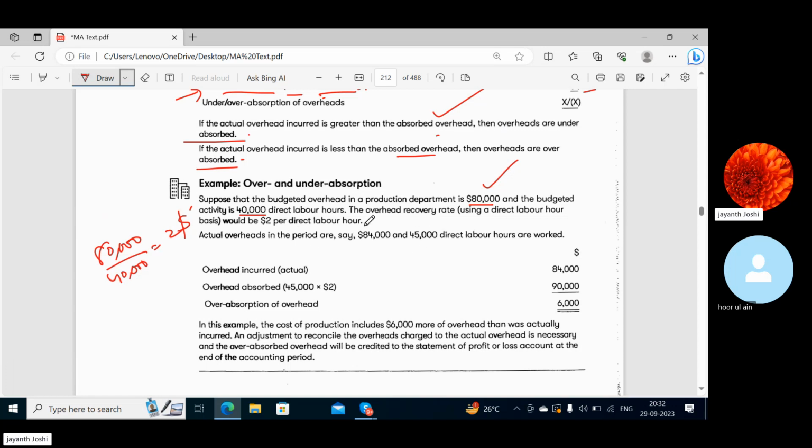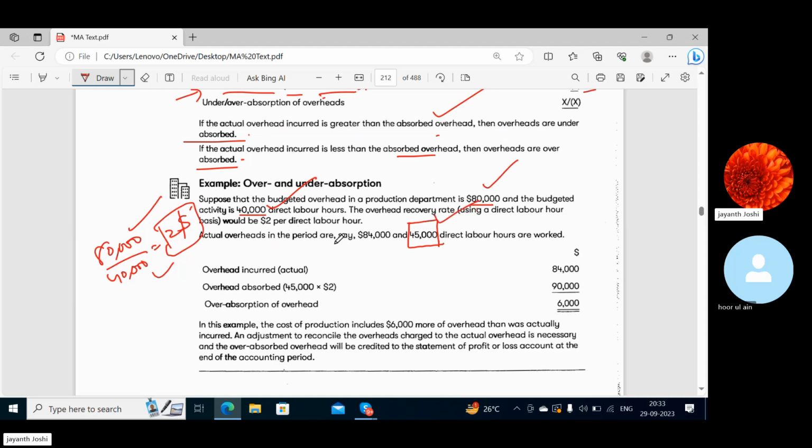But here the activity level is what? This is your estimation of the number of hours the labor will work. This is the estimation of the production. This is the estimation of the overhead, that means budgeted overhead, right? So budgeted overhead by budgeted activity level will give you overhead absorption rate, right? Now point number 2 is, what matters for us is the actual activity which has been performed. That matters for us.